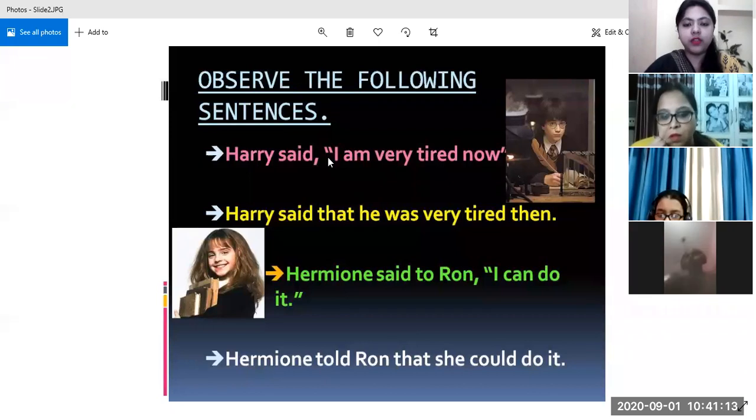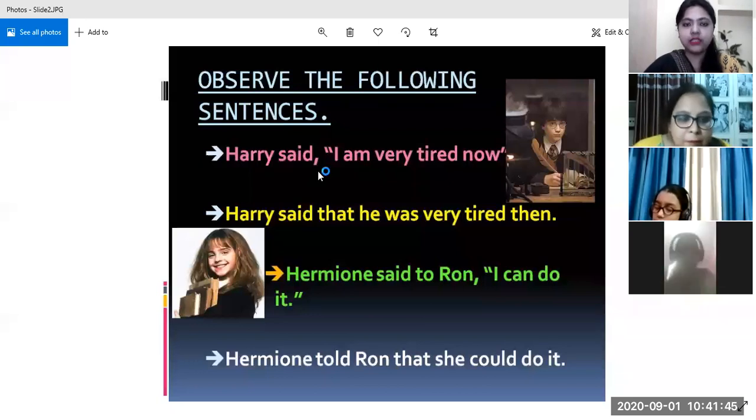While the next couple of sentences, Hermione said to Ron, I can do it. Hermione told Ron that she could do it. Again, what do we observe? That this pair of sentences is the same in meaning. Both the sentences are the same in meaning again, but the way in which they are communicated is different. Now, where does the difference lie?